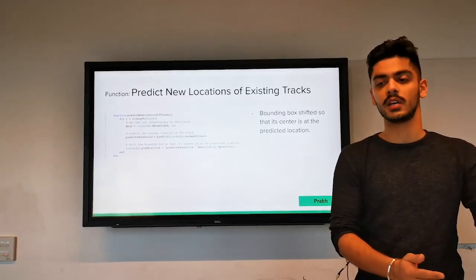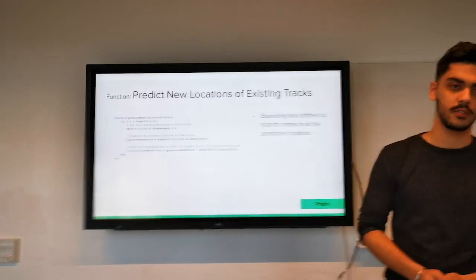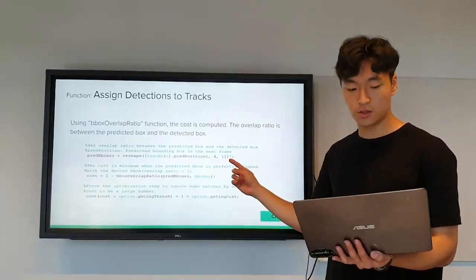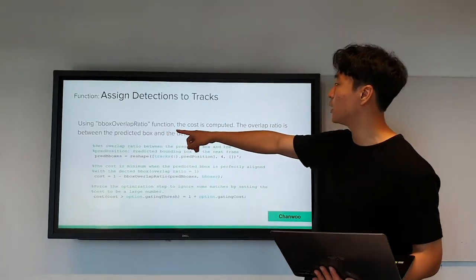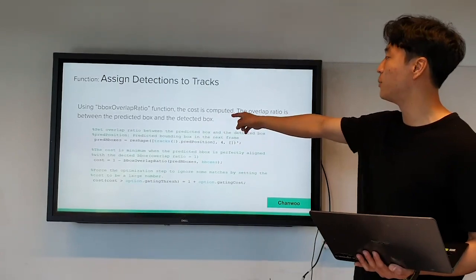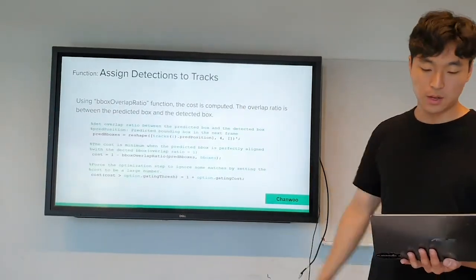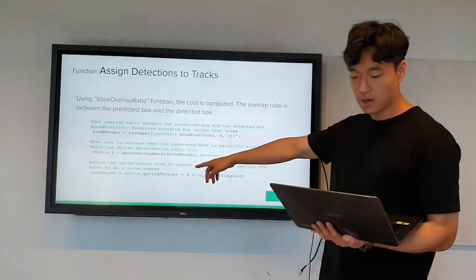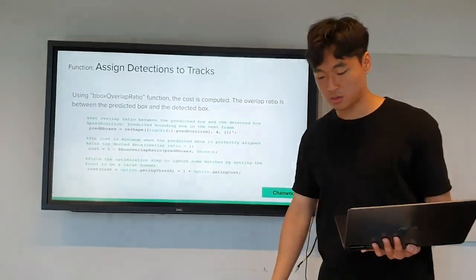Now, Charlie will delve into the complexities of the remaining alternative code. So for this function, the only difference is that it uses the bbox overhead ratio function. So the cost will be computed based on this method. The overhead ratio is between the predicted bounded box and the detected bounded box.